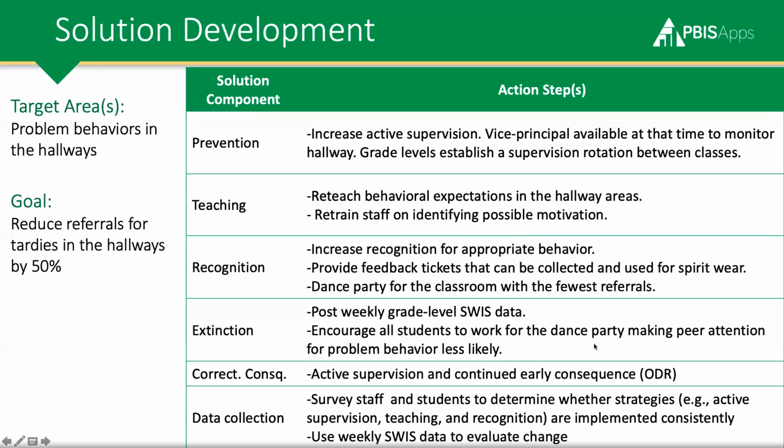Then how are they going to prevent the problem behavior from being rewarded in the form of extinction? Well, they said they were going to post weekly SWIS data, grade level SWIS data, and encourage all students to work for that dance party. So kind of we're all in this together, all working together. They were going to use their ODRs that they've always used for their corrective consequences. That's their discipline system. They're going to continue those early consequences. And then data collection. What data are we going to use to collect to know if we've hit our goal? So if you address each one of these solution components, you pretty much have your action plan here set.